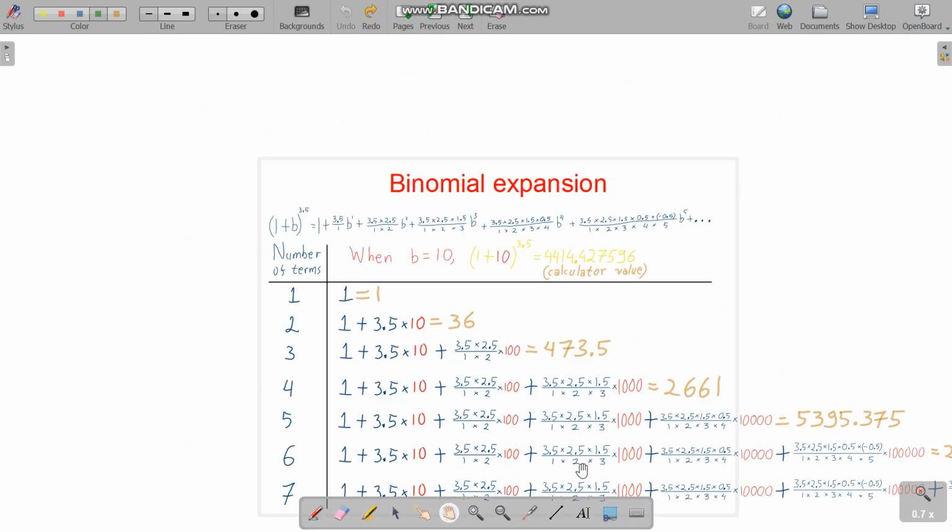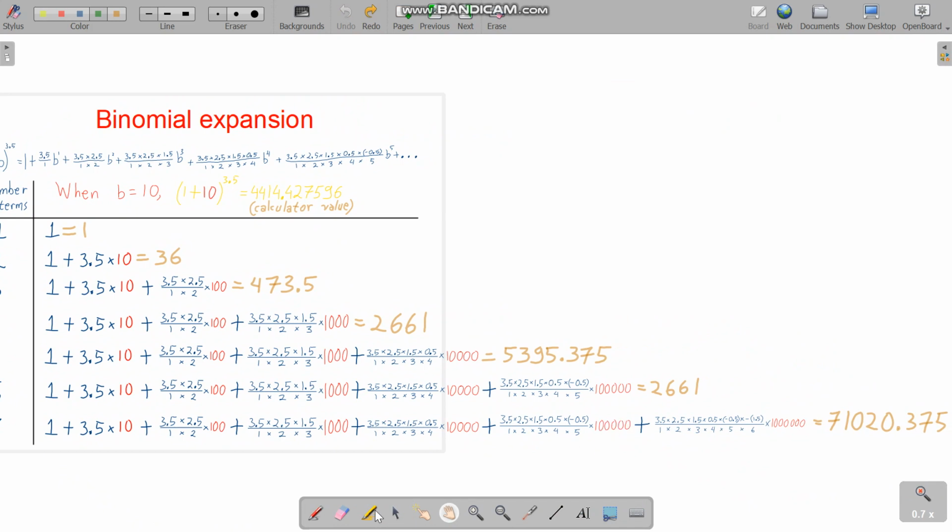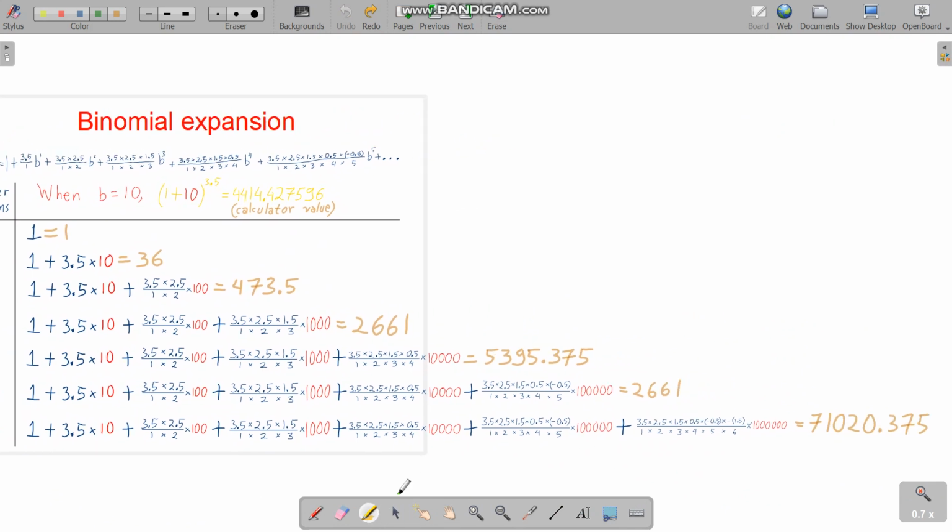So as you can see here, after 7 terms, we get 71,000 something, and the calculator value is 44,000 something. So it's quite far, 71,000 and 44,000, that's quite far.